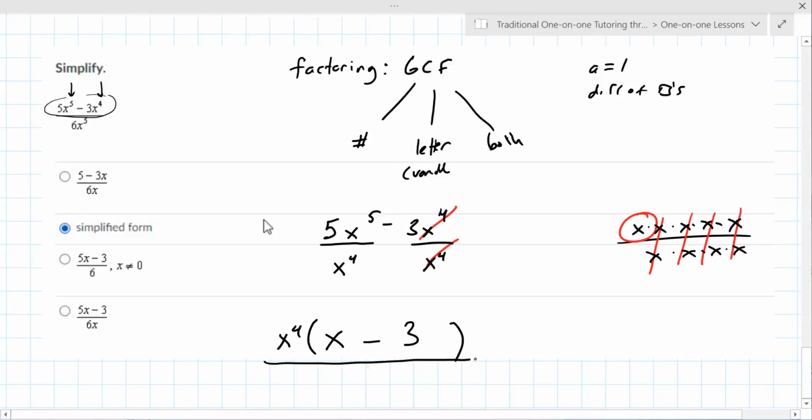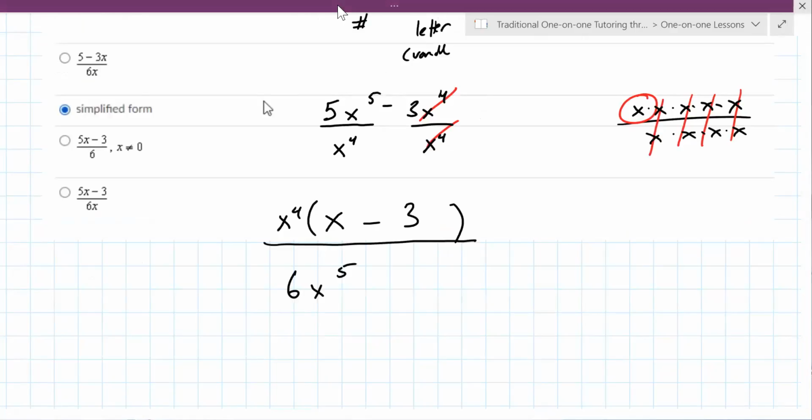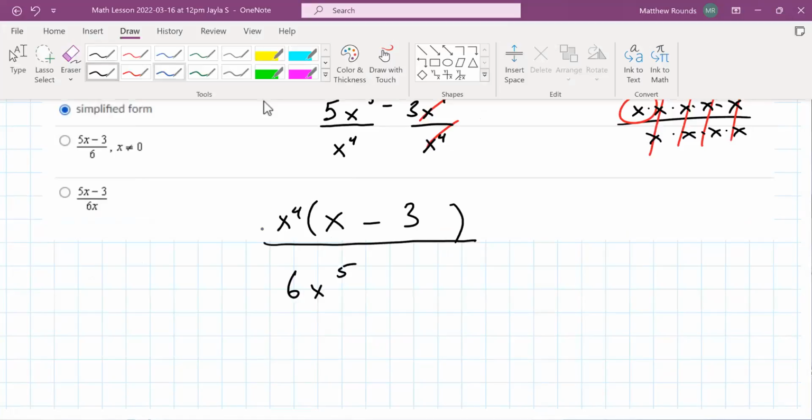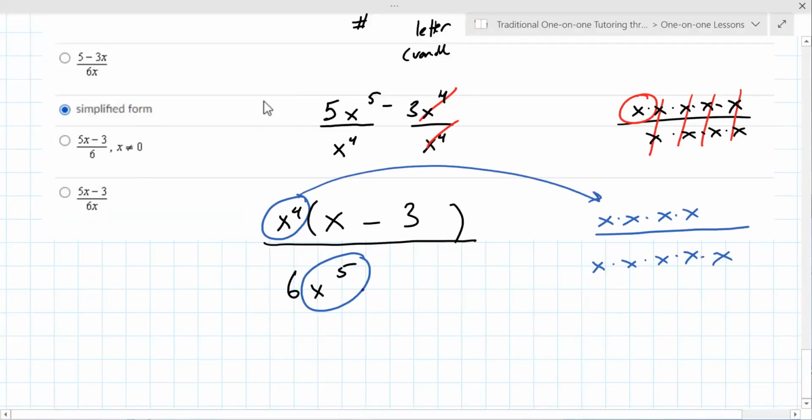Now, all this work that we just did here is for the numerator. The denominator goes right down here. That's 6x to the fifth. Okay. Now, what we can cancel, and I'm going to do it in a different color, is what I'm circling here and here. It's x times x times x times x. There's 4 of them. And then on the bottom, there are 5 of them. And we're just doing this part.